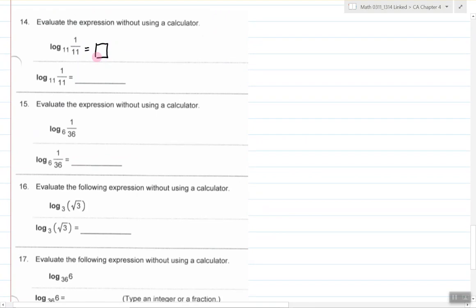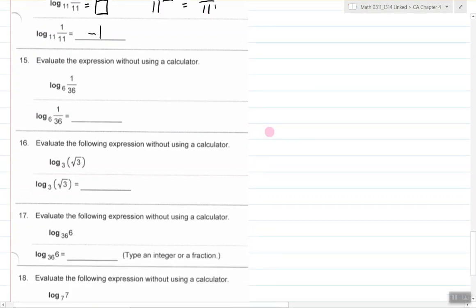You may or may not still need to do the box, but it helps me. In exponential form, the base is 11. 11 to what power gives you 1 over 11? Well, the 11 has moved down, and now its power down here is positive 1. So its power must have been negative 1, and that's what told it to move. 11 to the negative 1 is 1 over 11. We're doing this without any calculator.